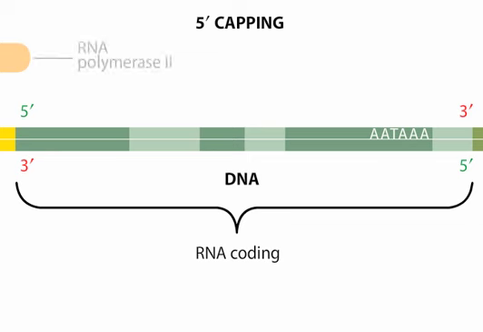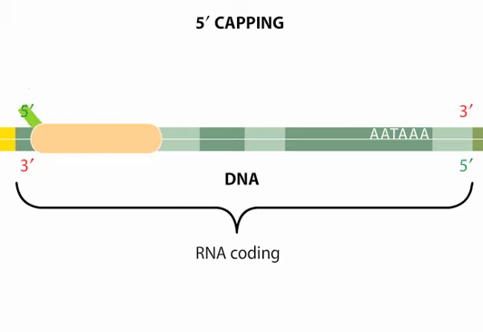Before an RNA transcript is translated into protein, its pre-mRNA form is extensively processed. The first processing step is the addition of a cap at the 5' end of the pre-mRNA. Capping takes place rapidly after the initiation of transcription.